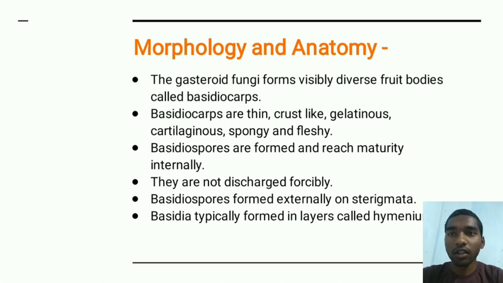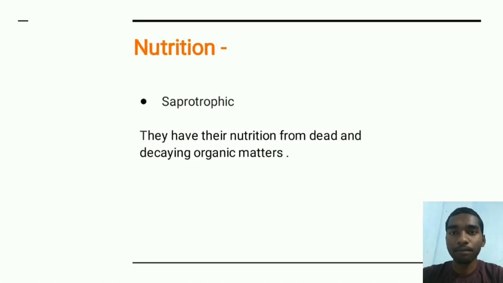The morphology and anatomy. The gasteroid fungi form visibly diverse fruit bodies called basidiocarps. These basidiocarps are thin, crust-like, gelatinous, cartilaginous, and sometimes fleshy. These basidiocarps form basidiospores, which are developed internally and reach maturity, although they are not discharged forcibly. The basidia are typically formed in layers called hymenium.